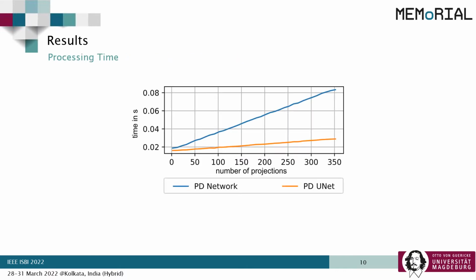We have also compared the processing time of the Primal-Dual network against our proposed Primal-Dual UNet. We can observe that the proposed model is faster than the original Primal-Dual network, and the difference becomes more pronounced with the increase in the number of projections.